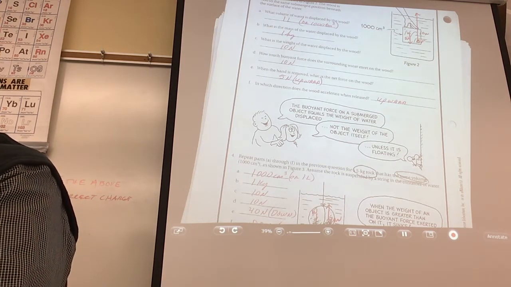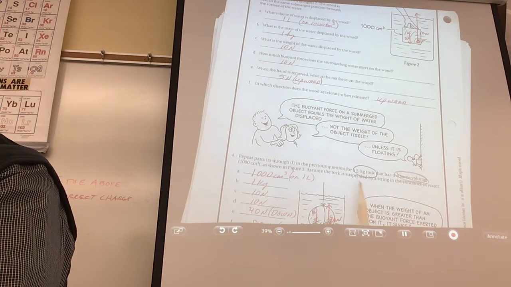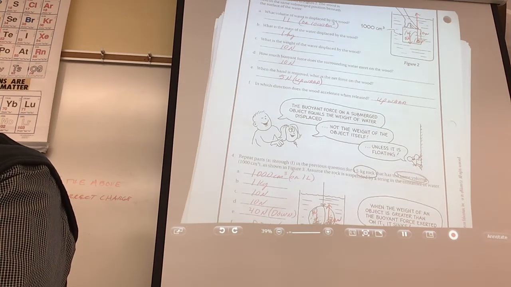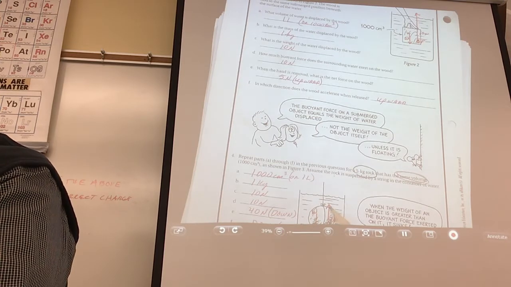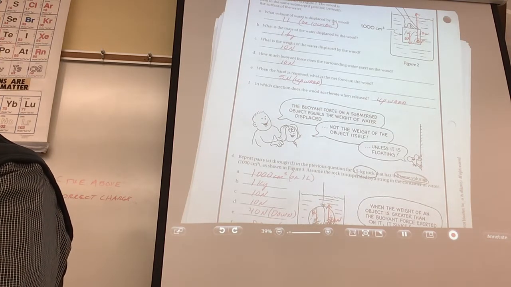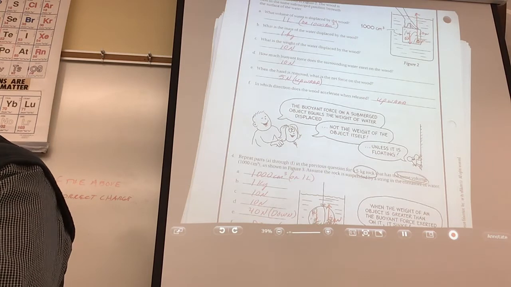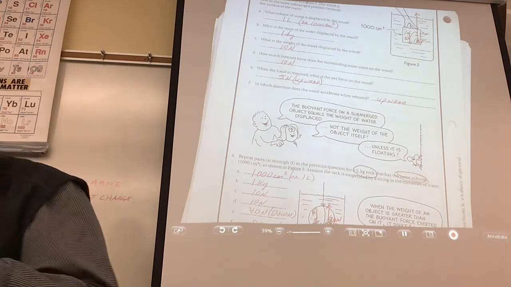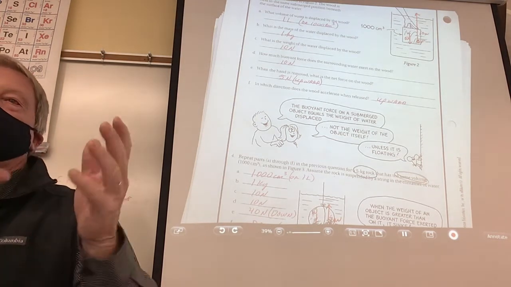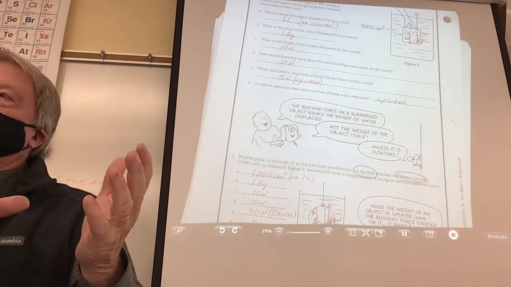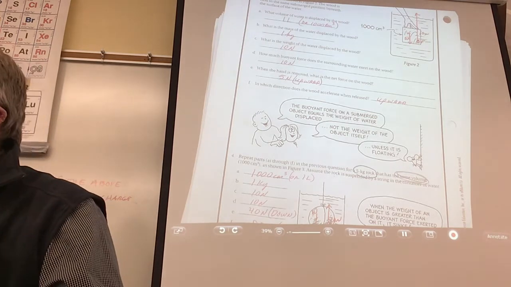Well, first of all, what's the weight of this rock? It's 5 kilograms, which means it's 50 newtons. So if I draw 50 down and there's 10 up, the net force is 40 down, and it's definitely going to accelerate downwards. Do you understand the difference? Archimedes' principle simply tells me what the buoyant force is going to be.